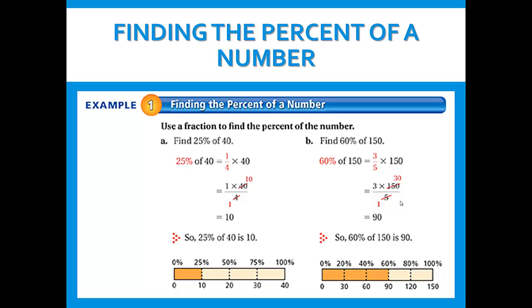We can simplify 150 and 5 by dividing by 5, and 150 divided by 5 is 30, and 5 divided by 5 is 1. Now we can multiply 3 times 30, and 3 times 30 is 90, and 90 over 1 is 90. So 60% of 150 is 90.